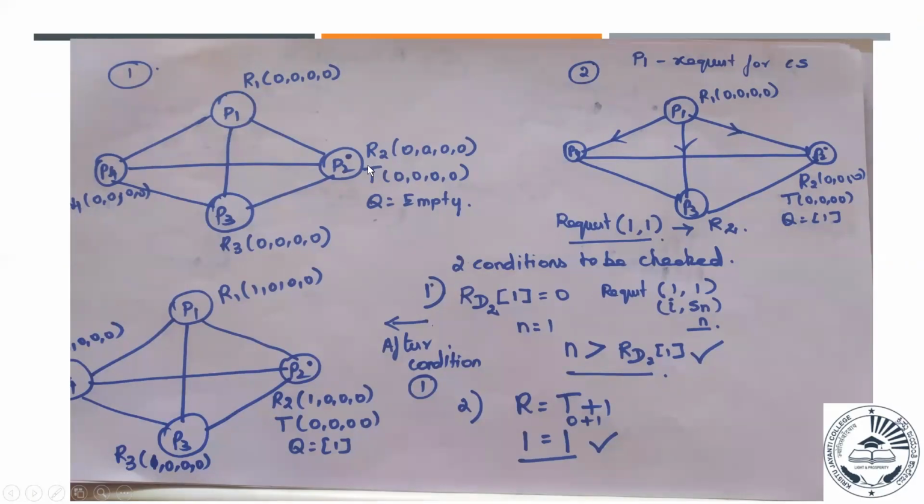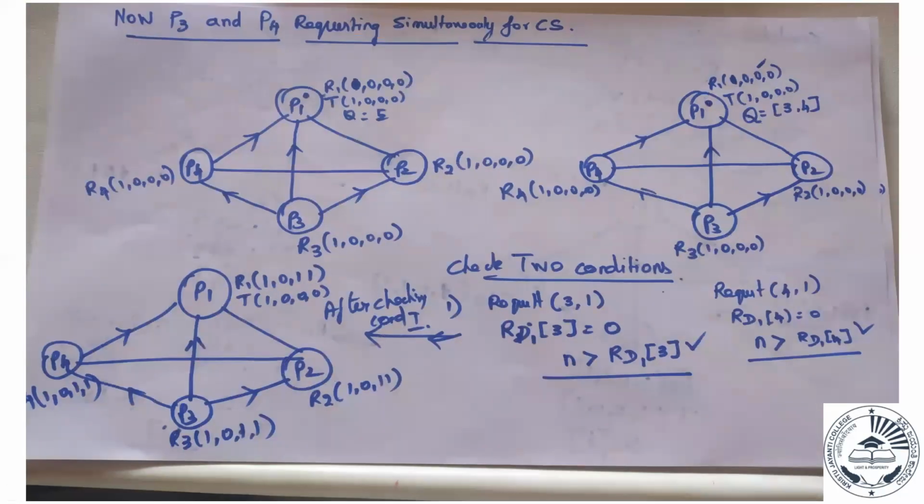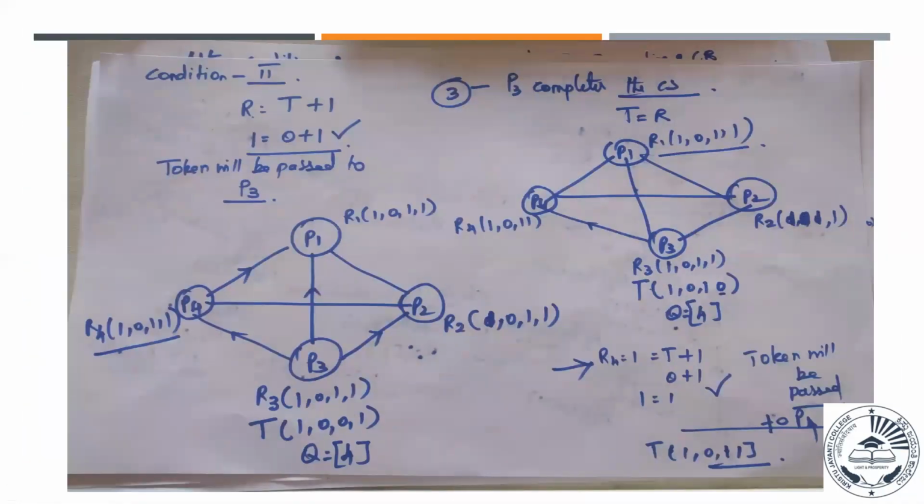Okay, so this is the Suzuki-Kasami algorithm, and it is based on the token, and we are not having any timestamp. We are using the sequence number to identify which site can get into the critical section. Okay, so this is all about Suzuki-Kasami.